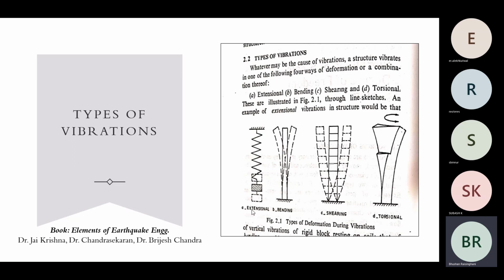So first is the extensional vibration. Extensional vibration, that means a spring is fixed on the top and the mass is suspended from bottom and it is free to observe a vibration in the vertical direction. So this is what happens under the vertical earthquake. That is the diagram number 1.